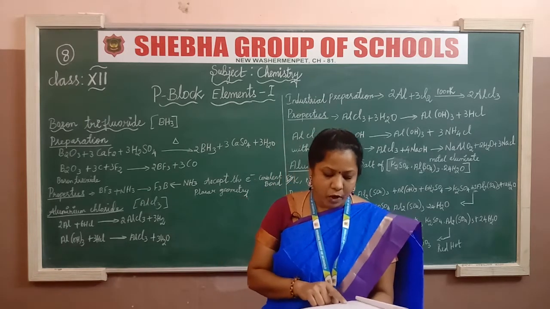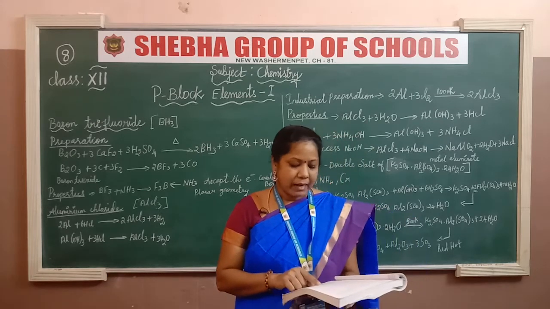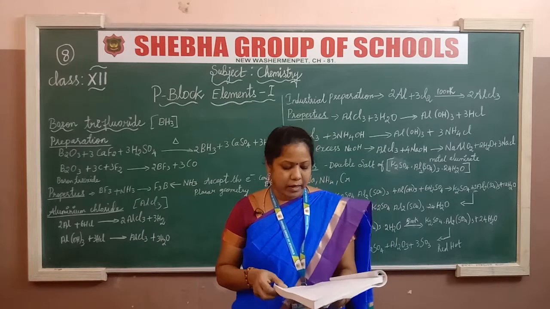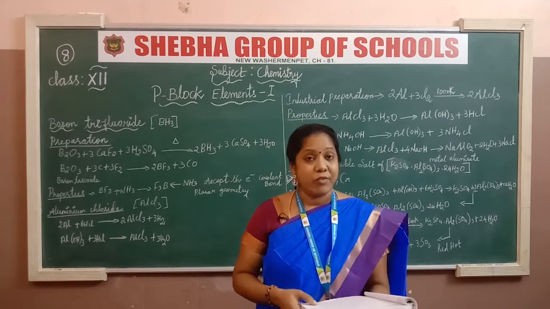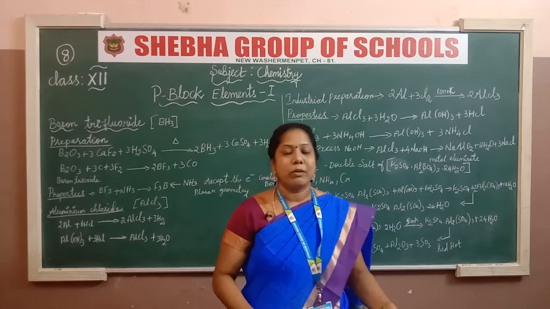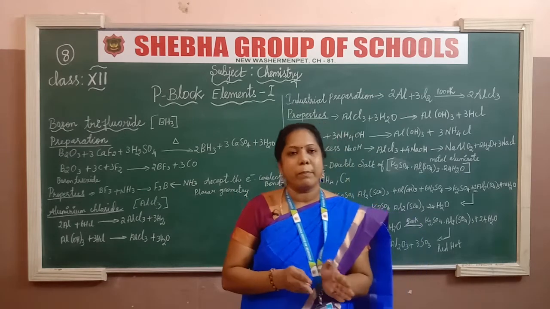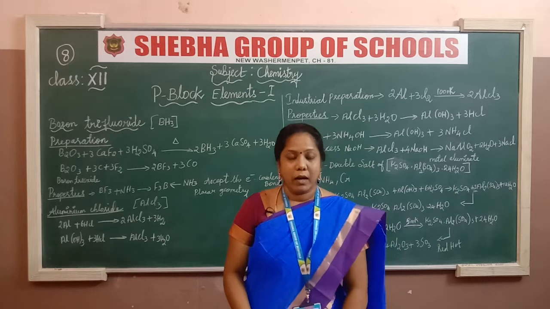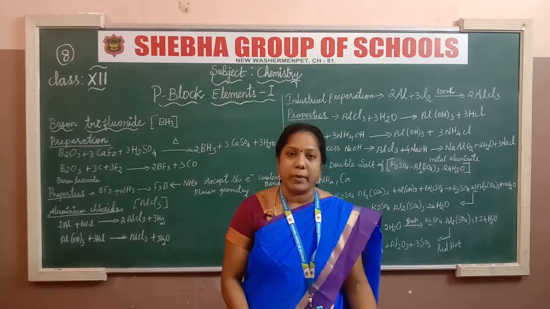And it is used for the manufacture of petrol by cracking the mineral oils. And it is used as a catalyst in the manufacture of dyes, drugs and perfumes. So in all of these, it mainly plays the role of a catalyst. So these are the most important things for the uses of aluminum chloride.